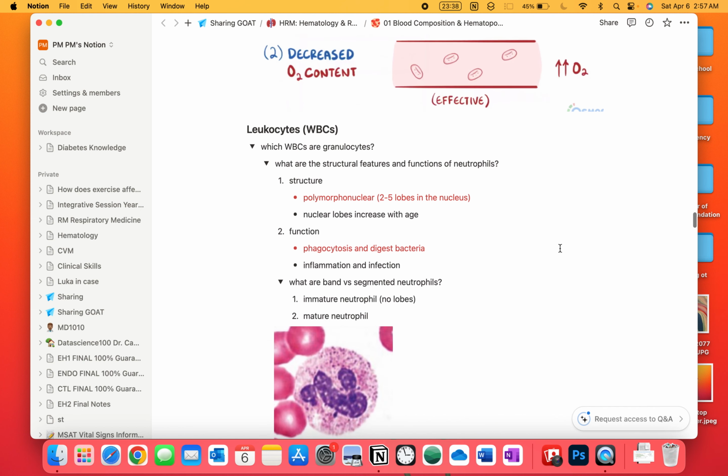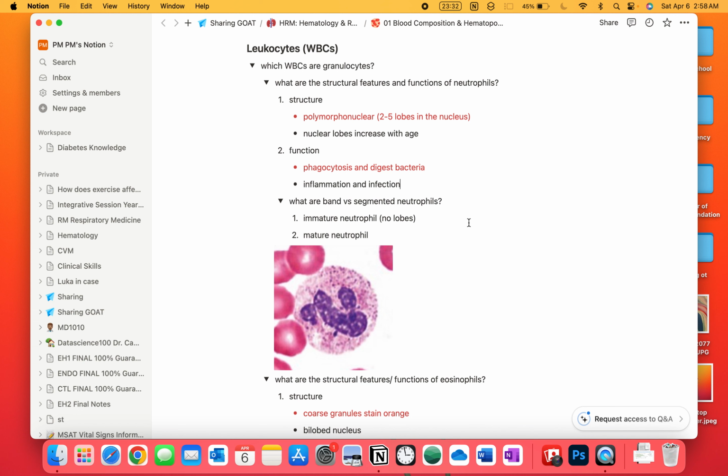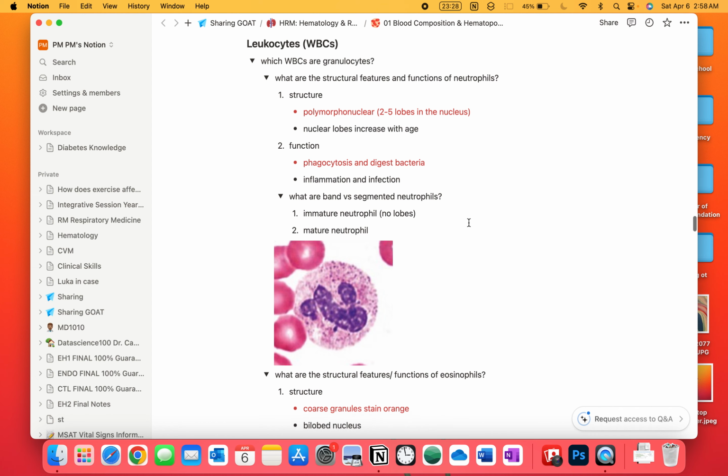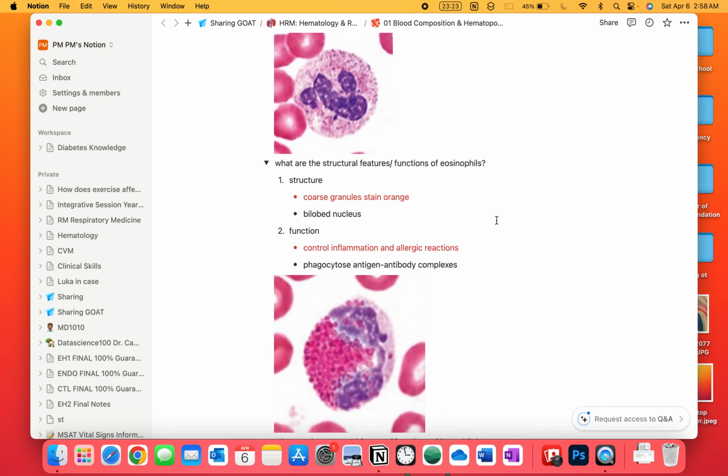You're going to have three of them: neutrophils, eosinophils, basophils. The neutrophils are going to be polymorphonuclear. Immature neutrophils are going to be band neutrophils. Mature neutrophils are going to be segmented neutrophils. And eosinophils are going to have a bilobed nucleus.